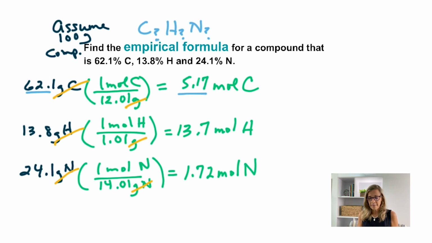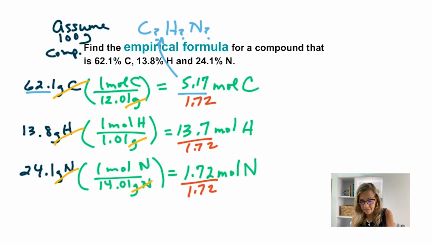Okay, now, can I use those decimal numbers as subscripts in my compound? Because I really want to take these numbers, they go right there. Well, I can't. You've never seen decimal numbers. I've got to get these to whole numbers. So this is my favorite part. What we're going to do to get to whole numbers is divide by the smallest. So I've got 3 different numbers here, and this is the smallest, the 1.72. So divide each of your numbers by 1.72.